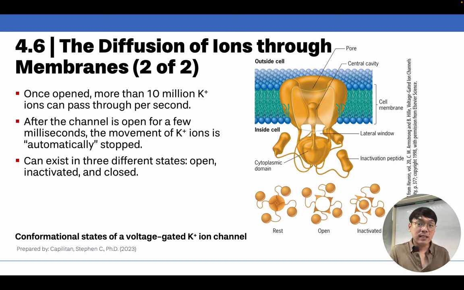When we inactivate this channel activity, one of the inactivation peptides dangles from the cytoplasmic region of the complex and fits into the cytoplasmic opening of the channel. So they go from the cytoplasmic portion of each complex to the cytoplasmic opening of the channel. You will see it in this figure. They will exist in three different states: first is open, inactivated, or at rest or closed.